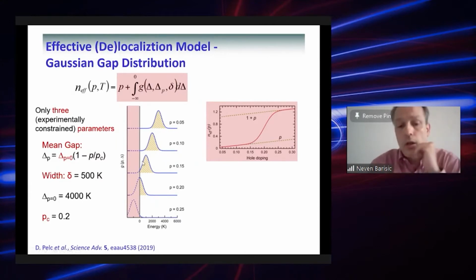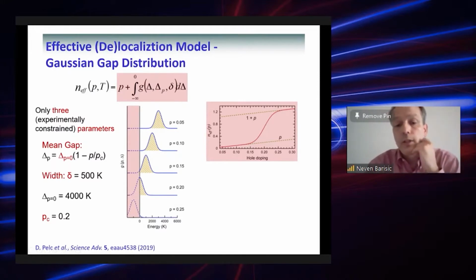So on purpose, we stay simple. All these carriers, with doping, when the distribution crosses the zero, the Fermi level, are included in the Fermi liquid. And then we can deduce very simply the number of p, from minus infinity to zero, as the integral of the distribution. So how many cross the zero? And this is the result. We go from p to 1 plus p in a gradual way. This is at T equals zero.